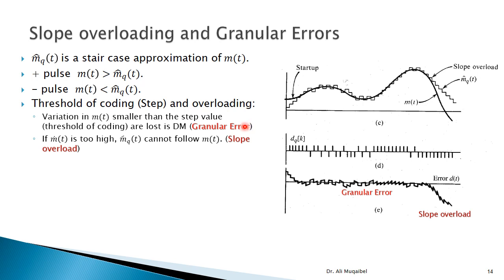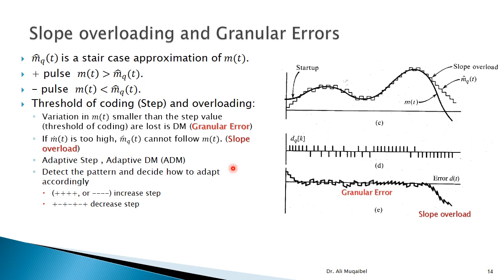There's another type of problem which is very serious. That's if the slope is high, if the derivative is high, if your message changes dramatically, then the sampled signal or the quantized signal will not follow your signal. This is called slope overload. That's the slope is too high to be followed. So to sum up, there is a problem in the startup. There is a granular error. This occurs when we have a constant signal, almost constant signal, or small variation, and the slope overload occurs when we have fast change.